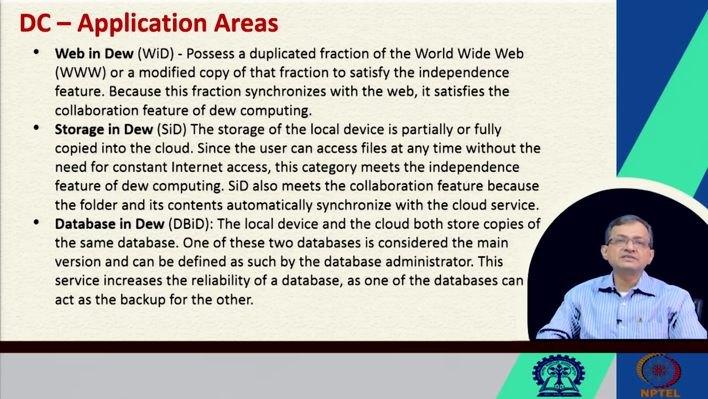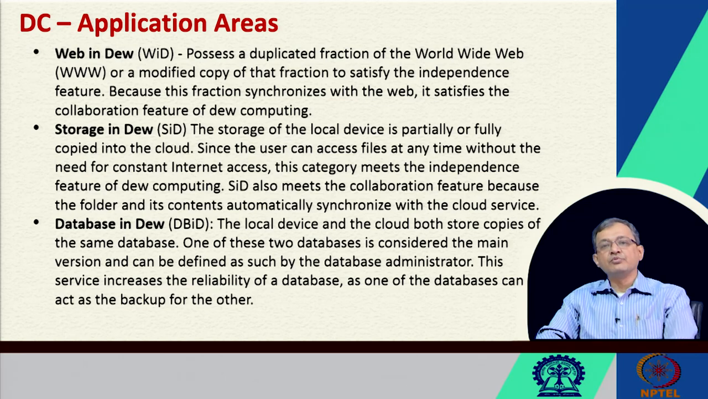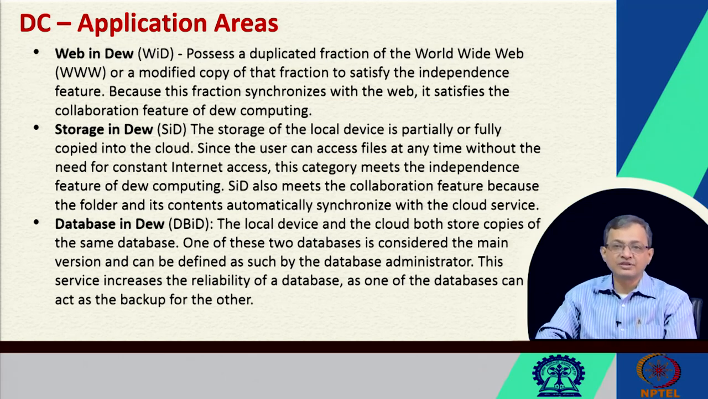Now let us see some of the categories or broad application areas. One is the web in the DIU, which possesses a duplicate fraction of the World Wide Web or a modified copy of the fraction to satisfy the independence feature. Because this fraction synchronizes with the web, it satisfies the collaboration feature of DIU computing, right. So, you have a fraction of the World Wide Web in your local system which you need to work on.